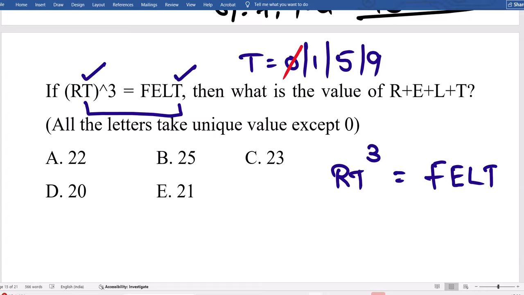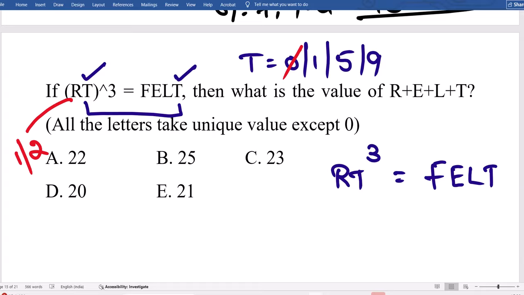Then, okay, fine. I am discussing R. I am focusing on R. How are you deciding R? As I mentioned just now, 30 cube is 27,000, right? 27,000 is a 5 digit number, but we want a 4 digit number only. So R can be only 1 or 2. R cannot be 0. R can be 1 or 2. T can be 1 or 5 or 9.